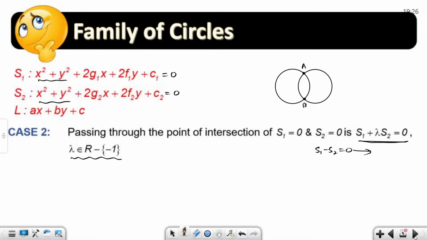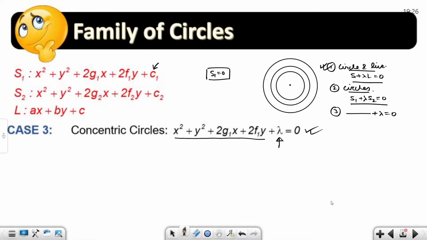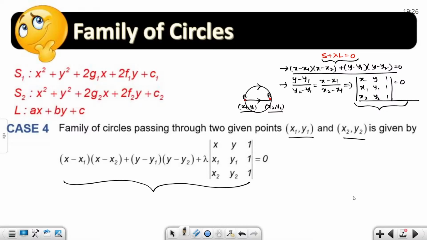The third one we have seen is the concentric circles. This we have already learned. Here nothing new has been created. The only thing is that in place of the constant C1, whatever is given in the equation of the circle, we will replace that constant by some other parameter. In this case I have added lambda. Clear?